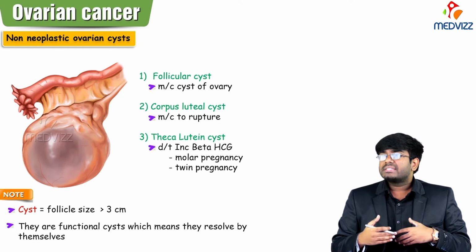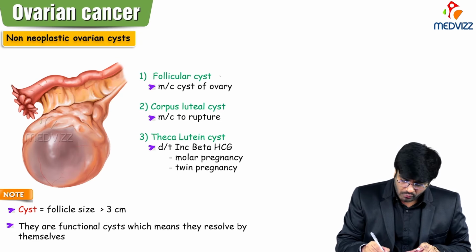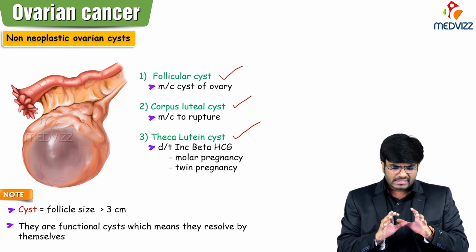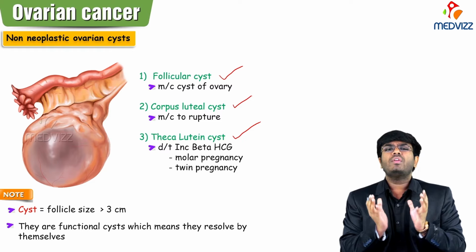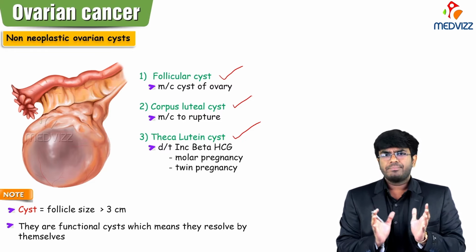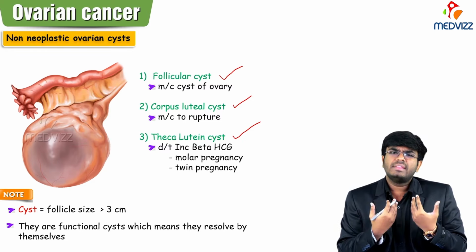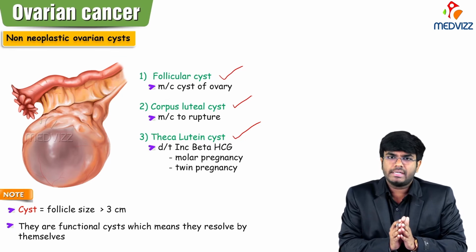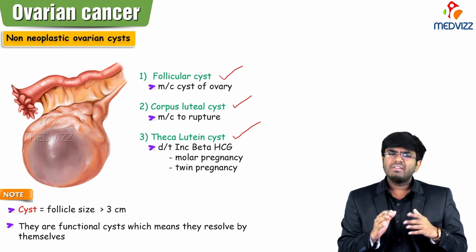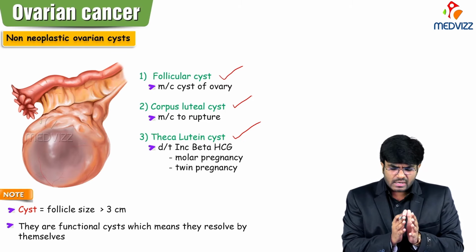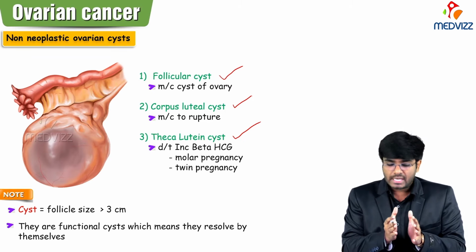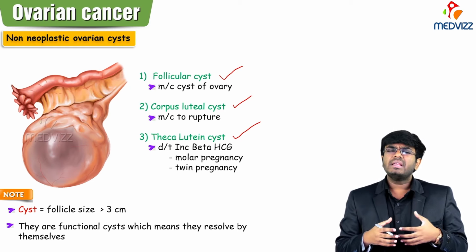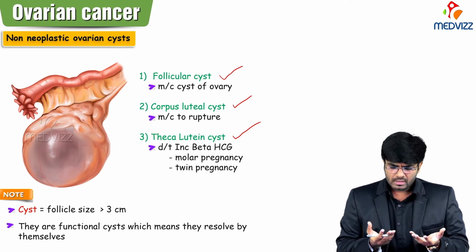See, what we are going to discuss right now is something like a follicular cyst, corpus luteal cyst, theca luteal cyst. They are simple fluid-filled cavities. They will come and they will resolve on their own, even without any treatment. Most of the time they will resolve by themselves. So they are functional ovarian cysts. Why? Because they will simply resolve on their own.